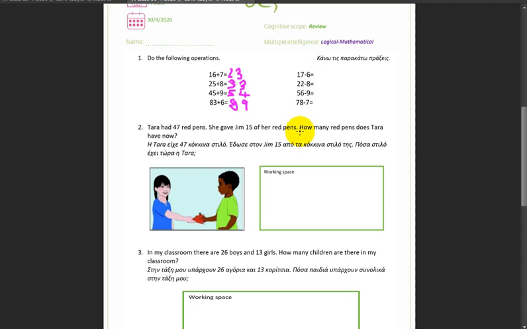Next up, we have the subtractions. 17 minus 6. So I'm going to count 6 back from 17. 16, 15, 14, 13, 12, 11. So 11 is my answer.